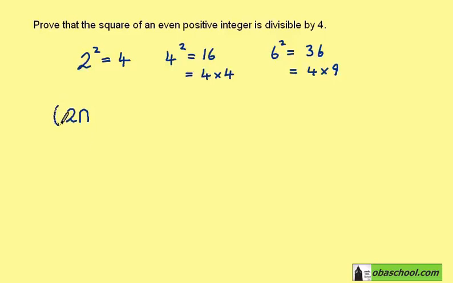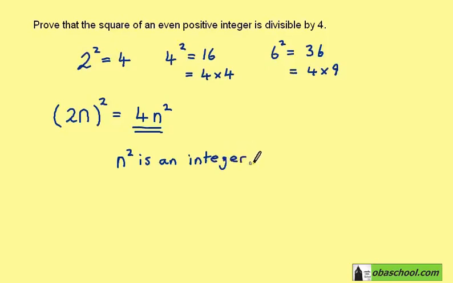If we square this, we get 4n squared. We know that n is an integer, and therefore n squared is also an integer. Therefore, 4n squared is in the 4 times table and is therefore divisible by 4.